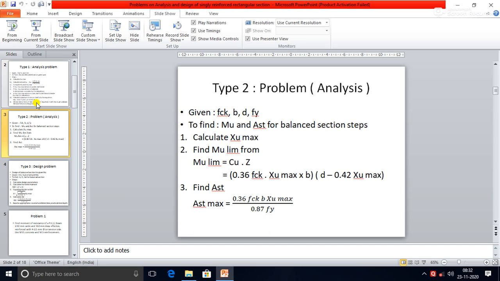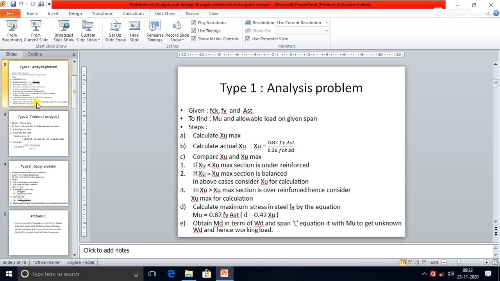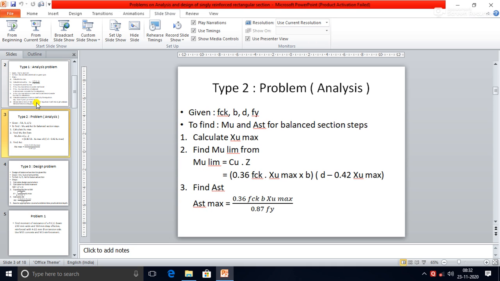Then we will start with this problem, analysis problem. Then type 2, these are again analysis type of problem. Here you are given FCK, B, D, Fy, and you have to find Mu and AST for a balanced section. And for that, the steps are as below.